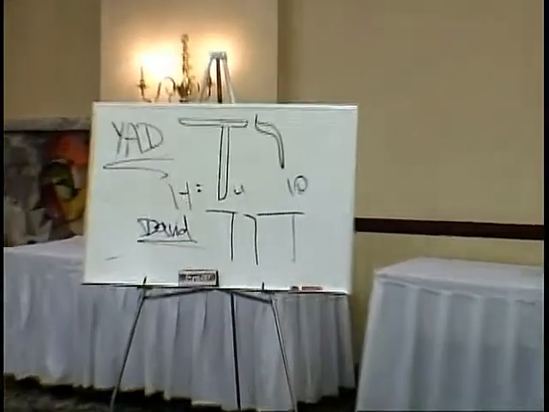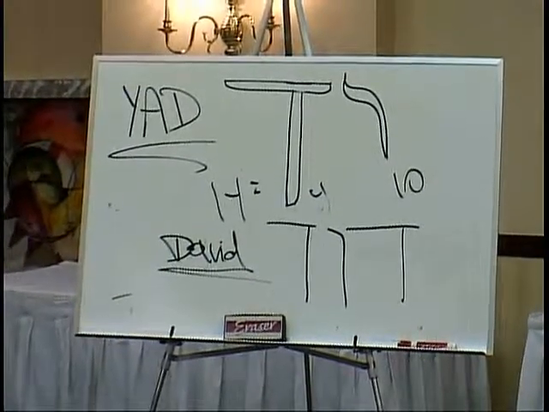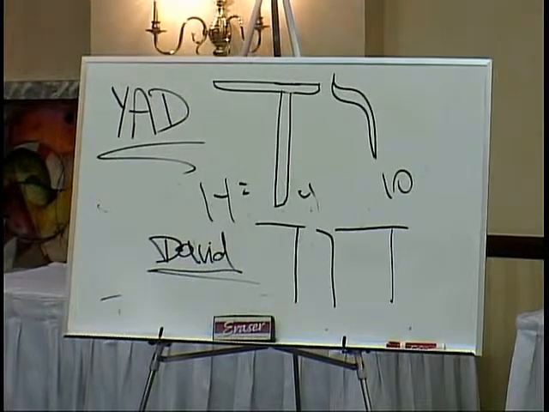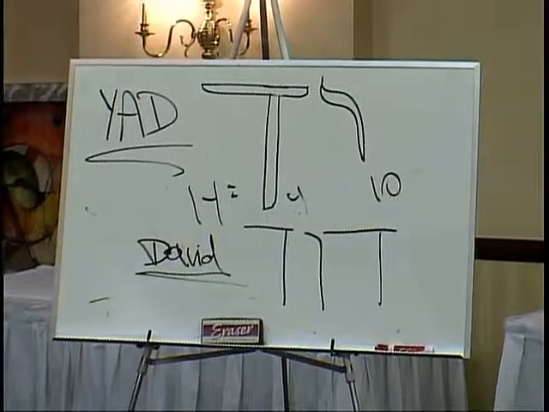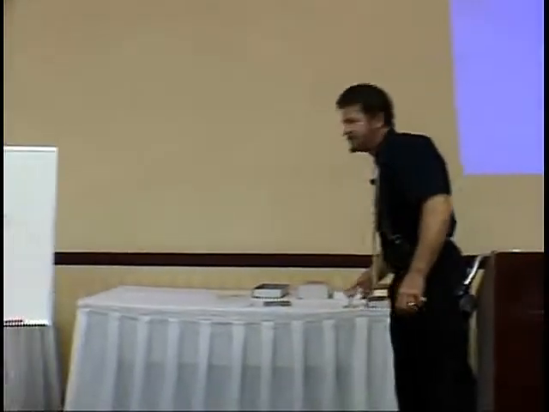How much is David's name equal? 14. How much is a Dalet? 4. How much is a Vav? 6. How much is another Dalet? Add them up. 14. How much is hand? 14. Well, they're equal value. They must mean something. What does David's name mean?